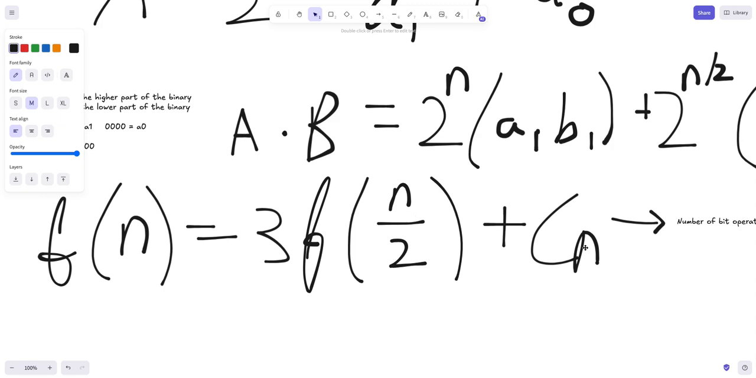In the next video, we're going to be talking about the big O notation and how it applies to divide and conquer algorithms. See ya.